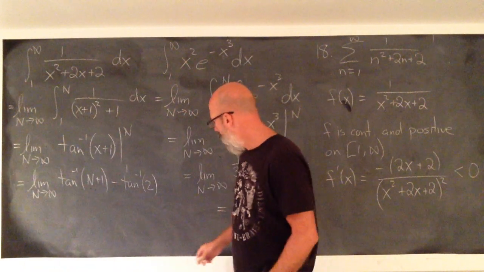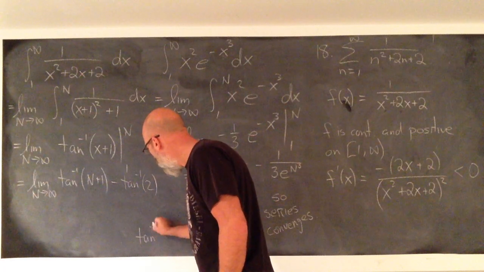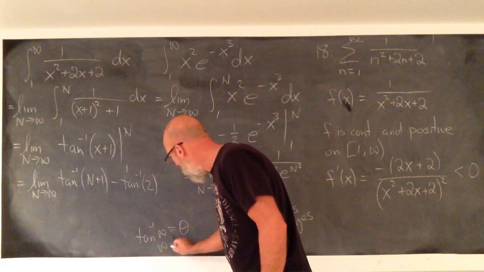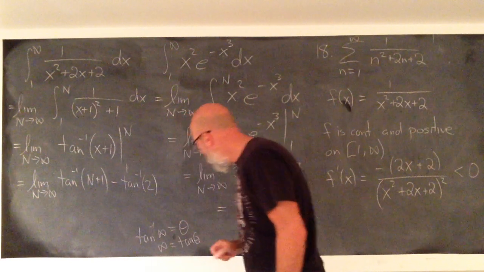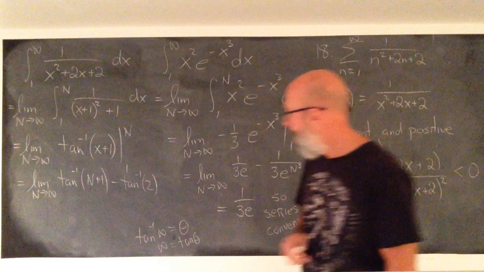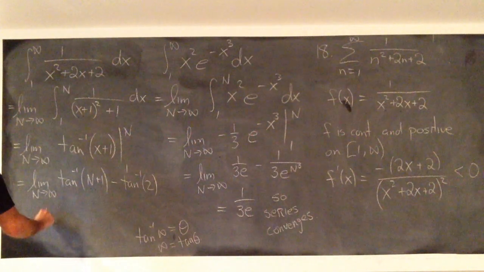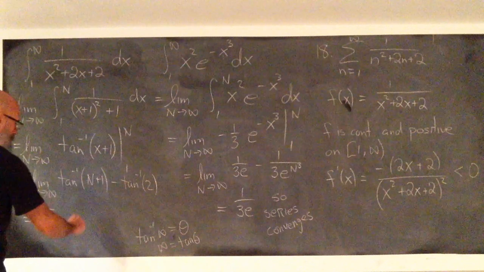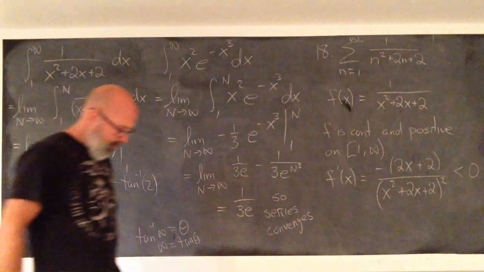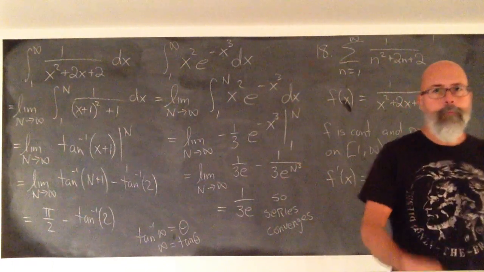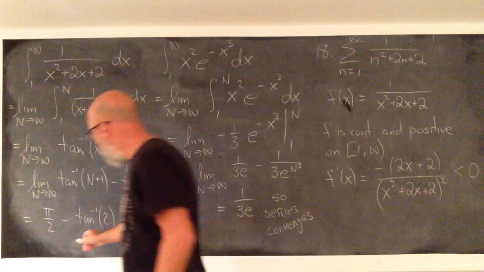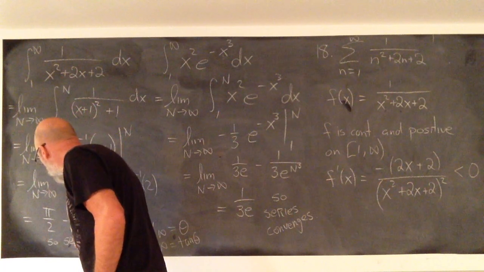Equivalently, for what value of theta is tangent theta equal to infinity? You know that to be pi over 2. So this limit here is pi over 2 minus arctan of 2, whatever that is. But the important thing is that you have a finite answer, so the integral converges, and consequently the series converges.